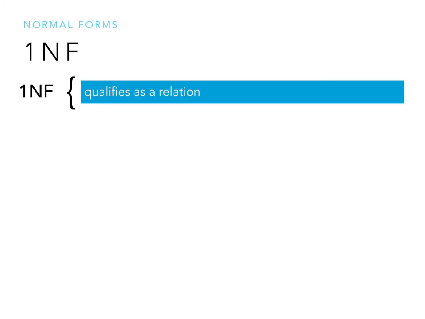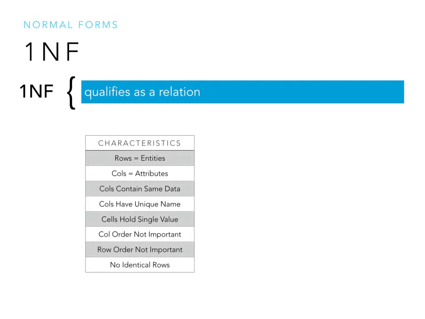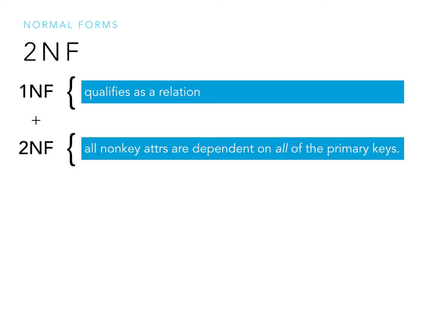All right, so let's build this up. What is first normal form? First normal form just means that the table qualifies as a relation, that is, according to this list of characteristics that we looked at on the first or second slide. Right? So if a table meets these criteria, then it's in 1NF. Yeah? All right, so let's take it up.